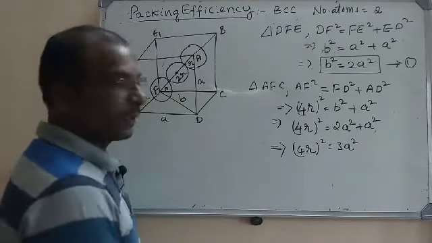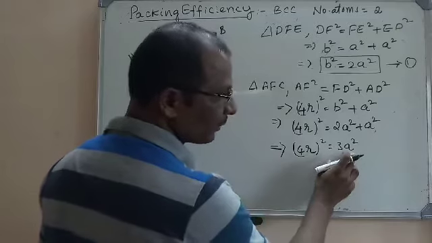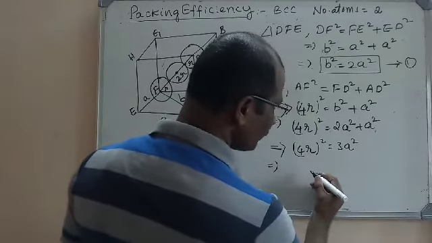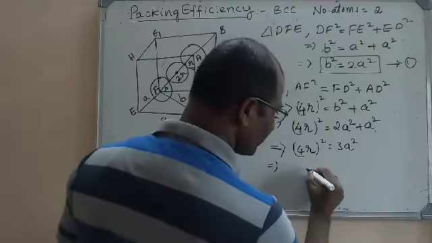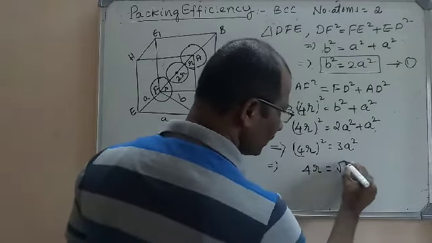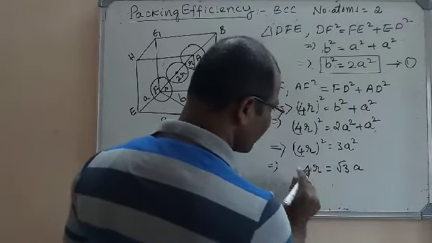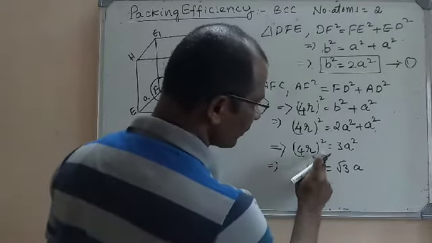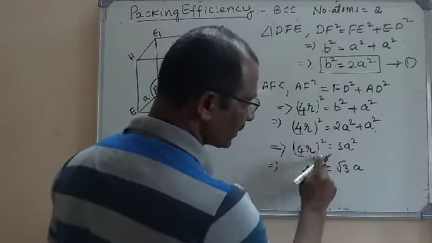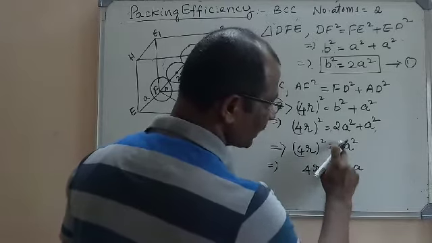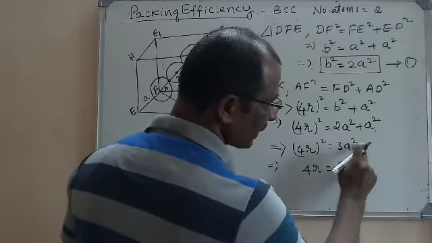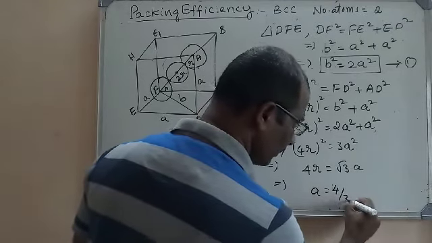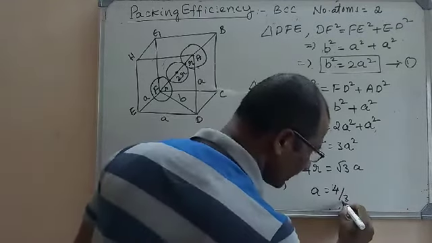Now I will simplify. From this expression, as I told you, we will find the value of A in terms of R. So what will it become? If you take the square root on both sides, 4R whole square will become 4R, the square root of 3 will become root 3, and the square root of A square will become A. That implies 4R is equal to root 3 A. What is the value of A? A is equal to 4 by root 3.